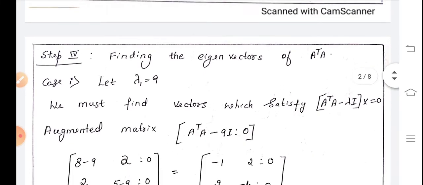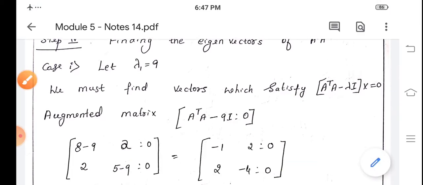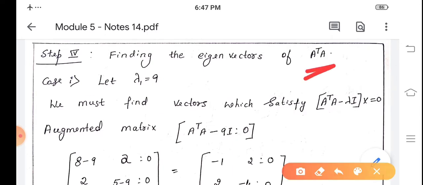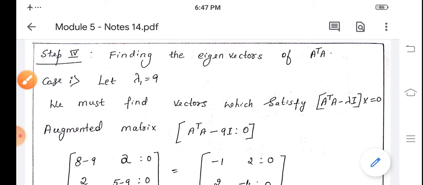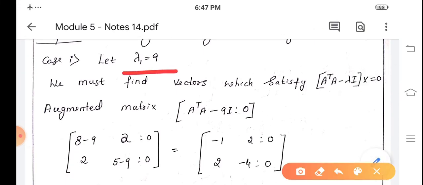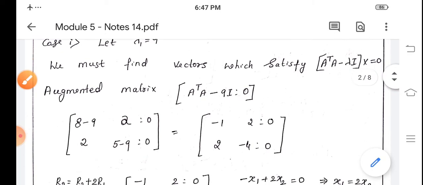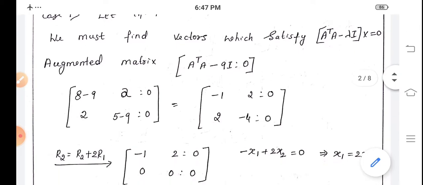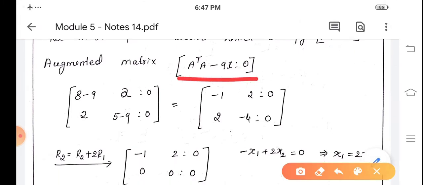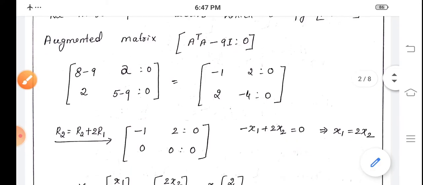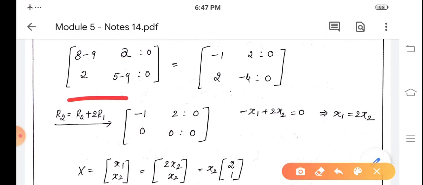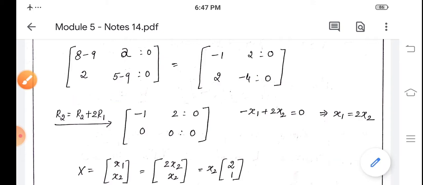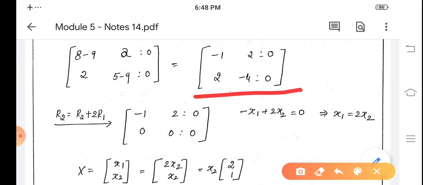Next, step 4, we find the eigenvectors of A transpose A for each of the eigenvalues of A transpose A. Case number 1, we take lambda equal to 9. For this lambda, we need to find the vectors which satisfy (A transpose A minus lambda I) x equal to 0, where x is the column vector (x1, x2). So here we write the augmented matrix as [A transpose A minus 9I | 0]. That will be [8 - 9, 2 | 0; 2, 5 - 9 | 0]. That gives [-1, 2 | 0; 2, -4 | 0].